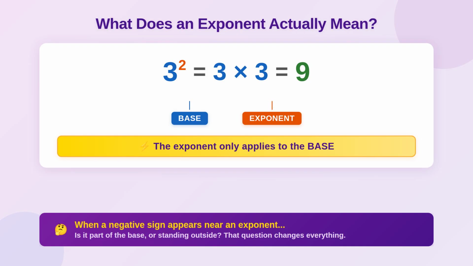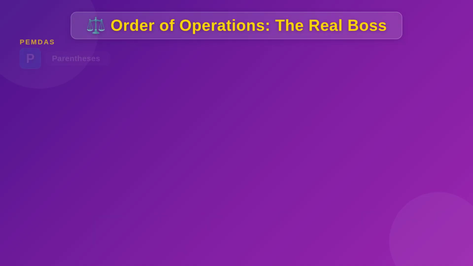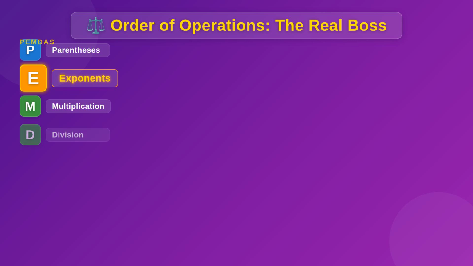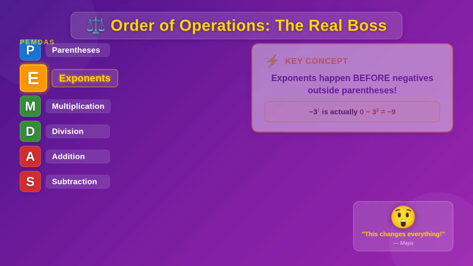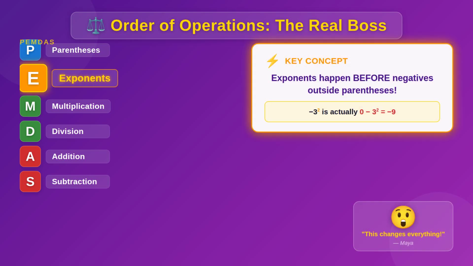When a negative sign shows up near an exponent, we have to ask, is the negative sign part of the base, or is it standing outside? That question changes everything. Here's the key concept Maya needed: order of operations. You might know it as PEMDAS: parentheses, exponents, multiplication, division, addition, subtraction. Exponents come before we apply any negative signs that are sitting outside.